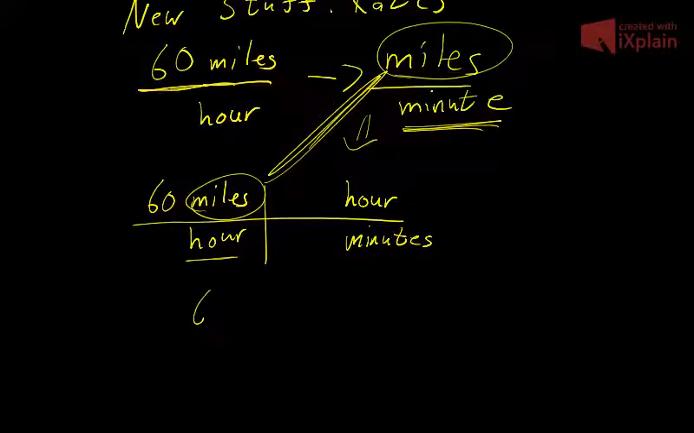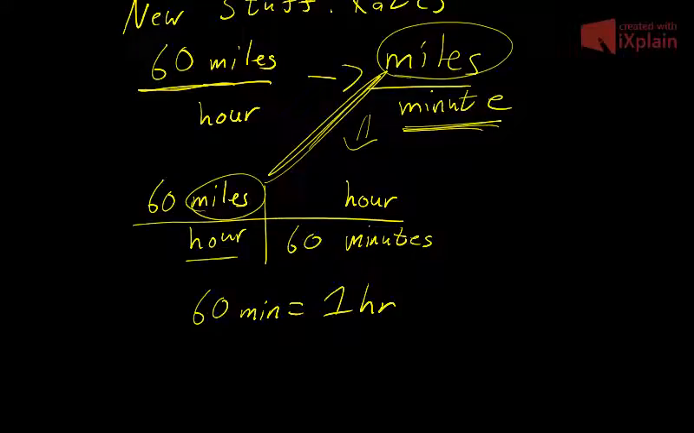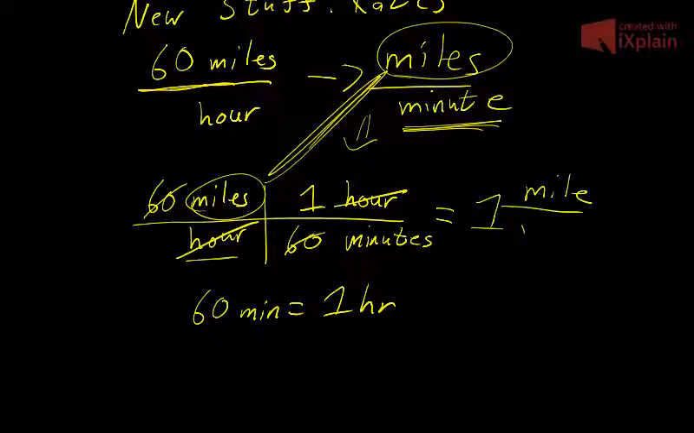And I hope we know that 60 minutes is equal to 1 hour. So next to minutes, I'm going to write 60. Next to hour, I'm going to write 1. I have an hour on top and on bottom. Those are going to cancel. 60 on top and on bottom, those cancel, and I'm left with 1 mile per minute. And that's how that is going to work.